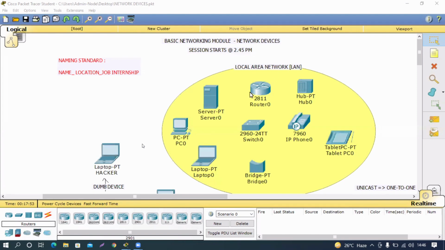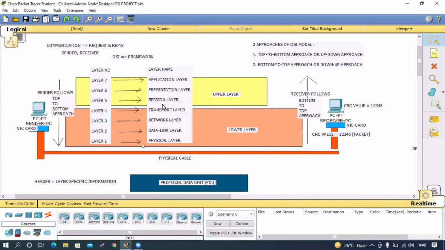So yesterday we discussed this. I guess up to the session layer we discussed, right? Yes. So today we are having the last 4 lower layers, and we'll be discussing that. So, transport layer, what exactly is the function? The transport layer, segmentation mainly.